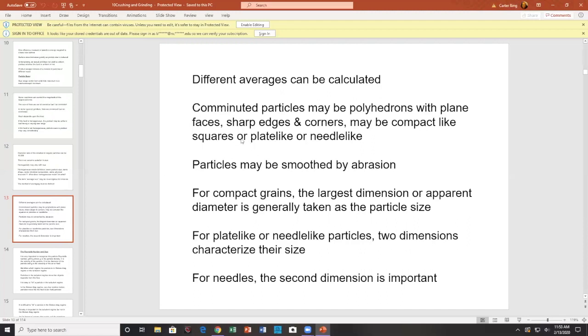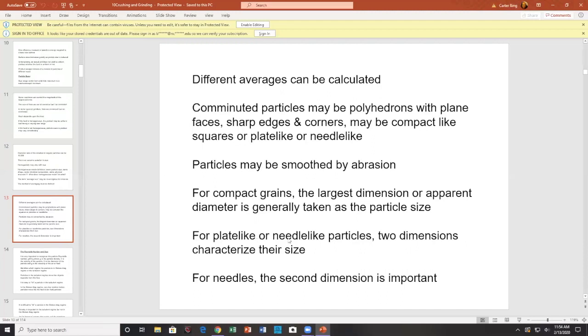You can have the typical granular particle. It's sort of spherical. Then you can have needles, and then you can have plates or flakes. Then you can have agglomerates, all kinds of different types of particles out there. For compact grains, the largest dimension may be the diameter, generally taken as the particle size.